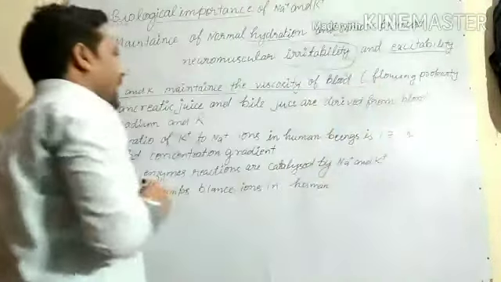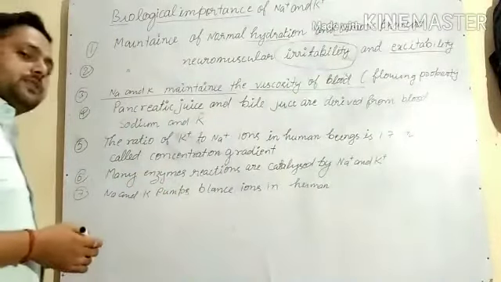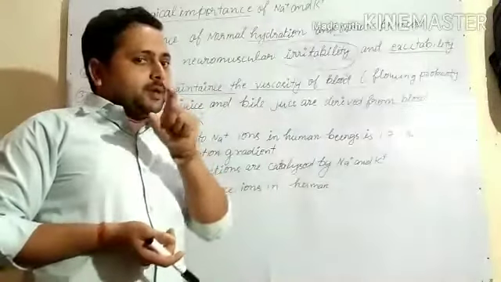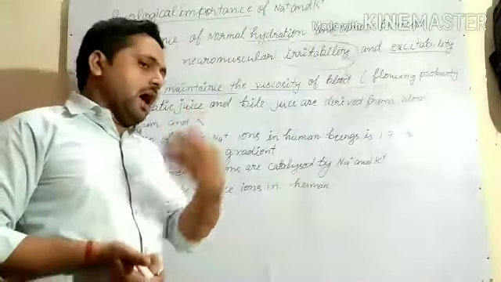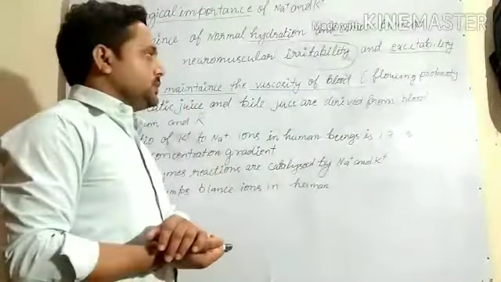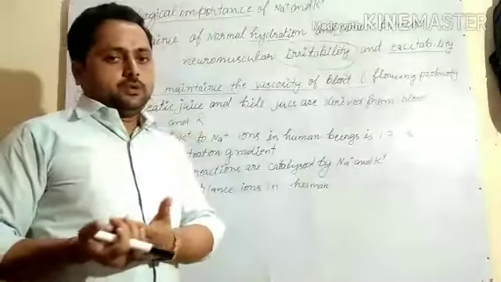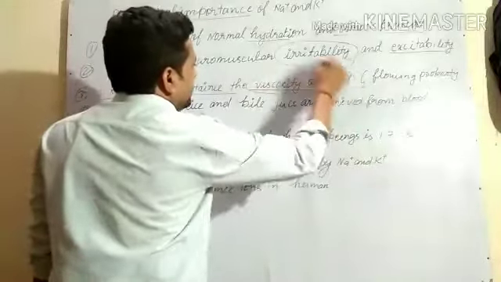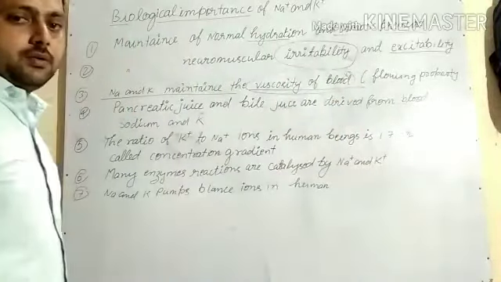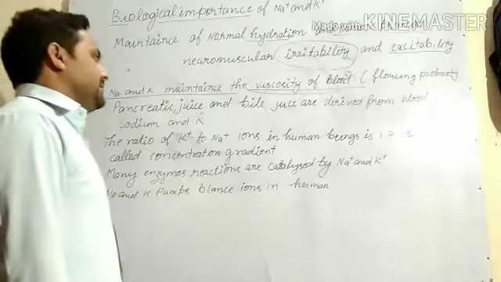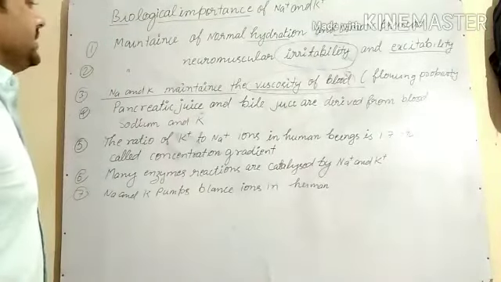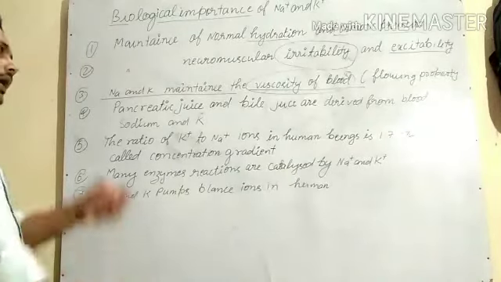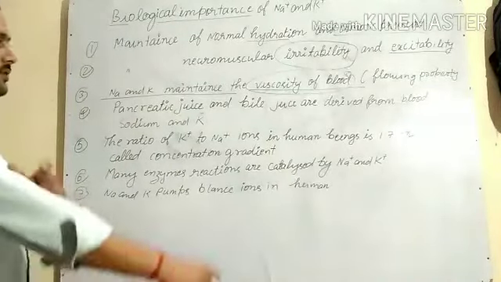It means if these two ions are not present in blood, flow of blood in veins will not take place. If flow of blood will not take place, that may lead to death also. So to maintain this normal viscosity of blood, sodium and potassium ions help. Due to these ions, the blood flows in veins.